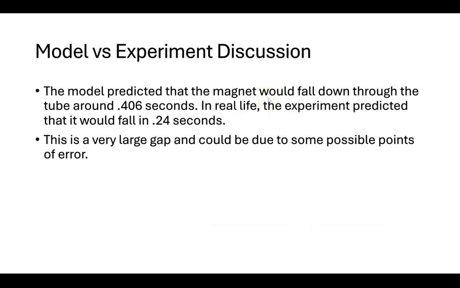So the model versus experiment discussion. The model predicted that the magnet would fall down through the tube in around 0.46 seconds. In real life, the experiment showed that it would fall in 0.24 seconds or 0.25. This is a very large gap and can be due to some possible points of error.